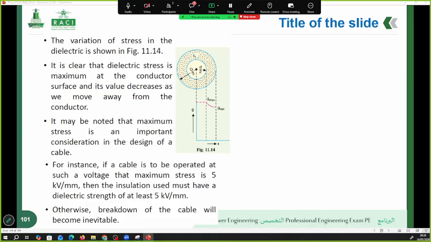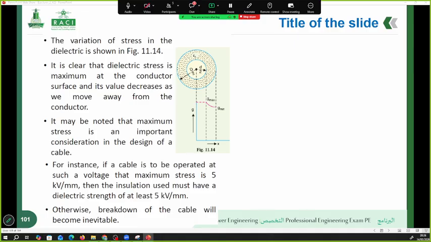So this slide explains how the dielectric stress, or electric stress, varies within the insulation of the cable. This figure shows that the dielectric stress is not uniform through the insulation; instead, the stress is highest at the conductor surface and decreases as we move outward toward the sheaths. This happens because the electric field strength is inversely proportional to the distance from the conductor.